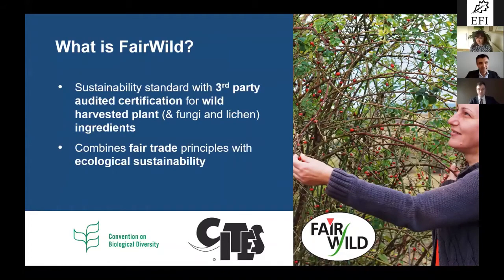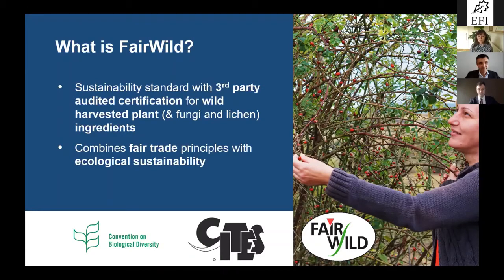What is the FairWild Standard? It is a sustainability standard with third-party audited certification for wild harvested plant ingredients as well as fungi and lichen. It combines fair trade principles with ecological sustainability. So really FairWild is a fairly unique tool in that its scope is only on wild harvesting, and it recognizes the unique labor system as well as unique ecological circumstances in which harvesting happens in comparison to farming practices, for instance. FairWild is recognized as a best practice by the Convention on Biological Diversity and CITES as well, which provides an important entry point to policy making.